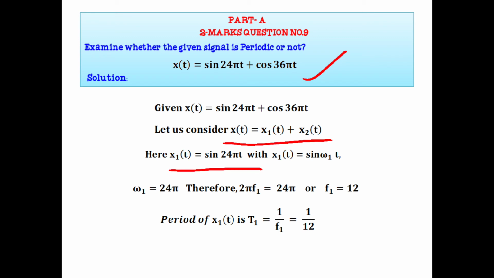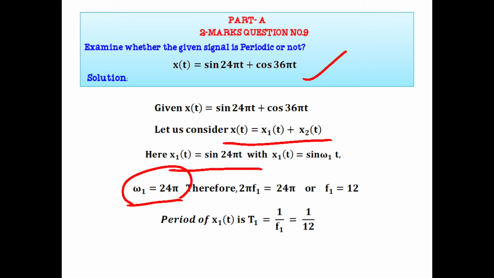So you can write the coefficient as omega 1. So what is the coefficient of omega 1 here? Omega 1 is equal to the coefficient of t, right? So what is the coefficient of t here? 24 pi. Or otherwise you can compare it with the general expression x1 of t is equal to sine omega 1 t. If there is confusion in comparing it with the general expression, you can simply write the coefficient of t as omega. Okay, is it clear?